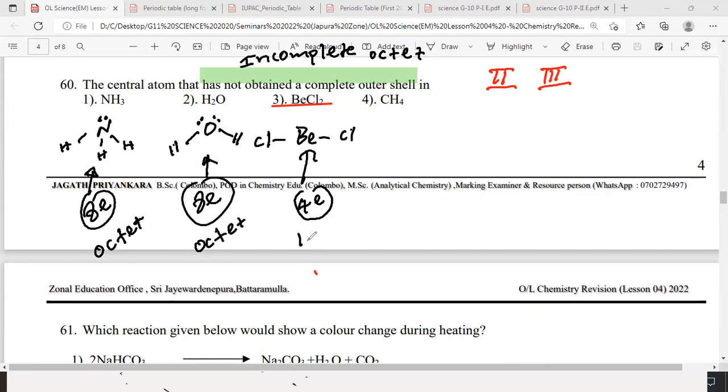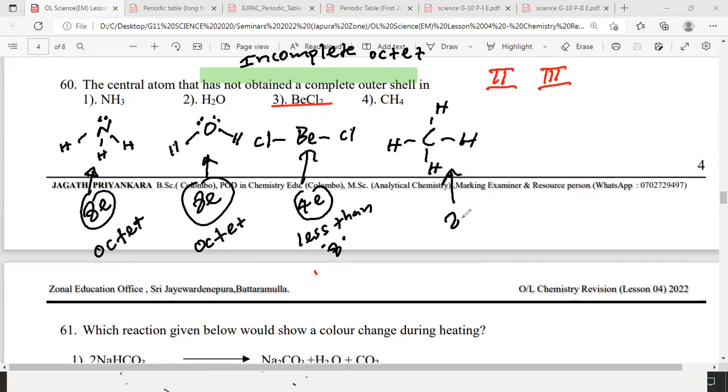But this one is lacking 8. Less than 8, therefore we call it incomplete octet. 8 is octet. Less than 8, incomplete octet. More than 8, expanded octet. Okay, let's see CH4. Carbon has 4 C-H bonds. Each bond has how many electrons? 2 electrons. 2 into 4, there will be 8 electrons total.